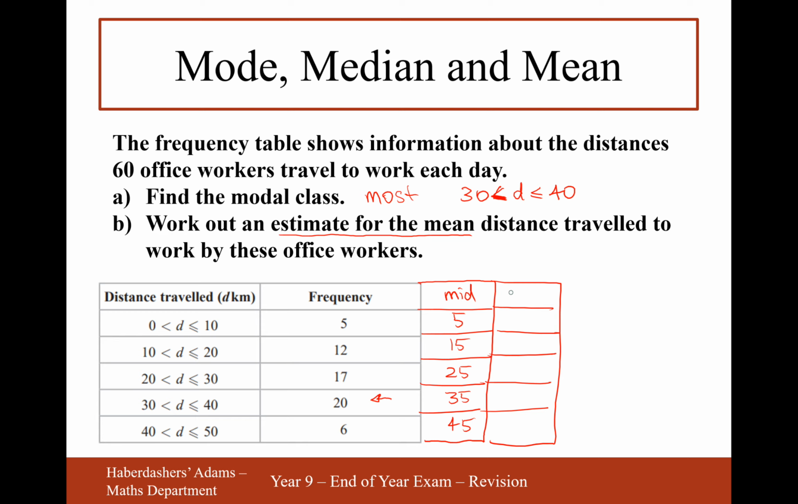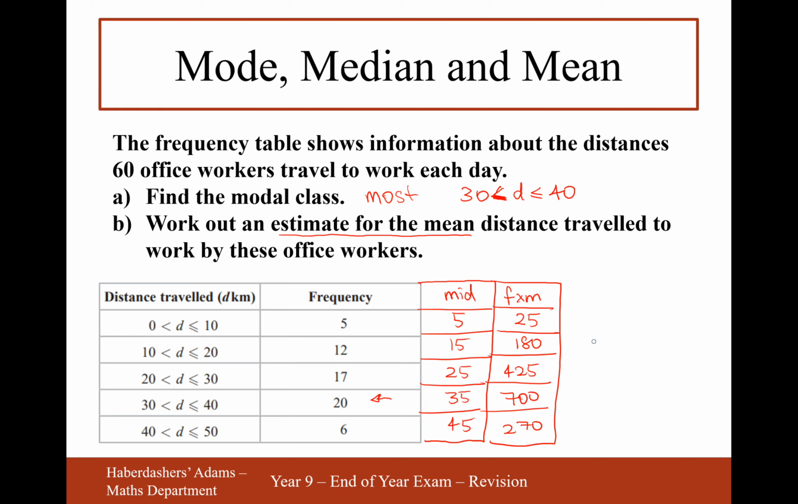So I then have to do frequency times midpoint to start adding up my data. I'm going to start adding up 5 values of people in this group here that travel approximately 5 kilometres to work. So if I add those 5 up, I get 25. So 5 times 5 is 25. Then 12 times 15 is 180. Then 17 times 25 is 425. Then 20 times 35 is 700. And then 6 times 45 is 270.